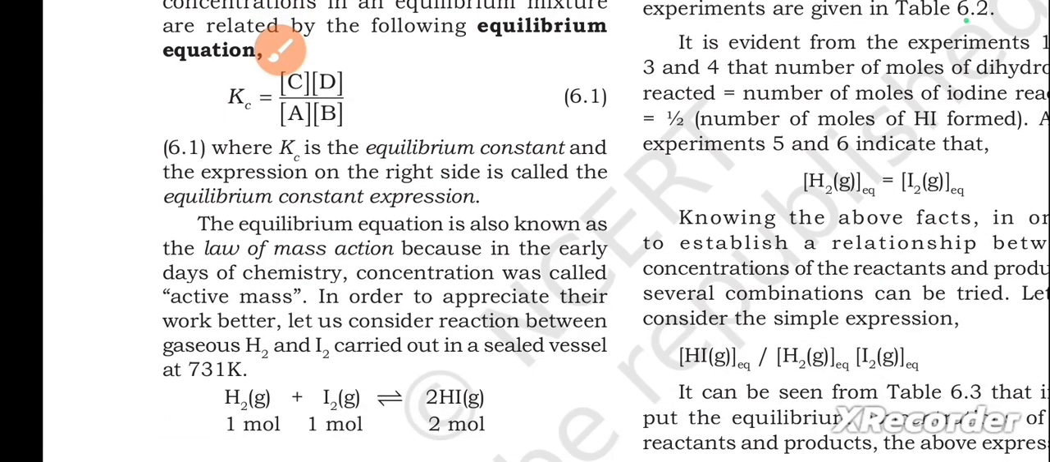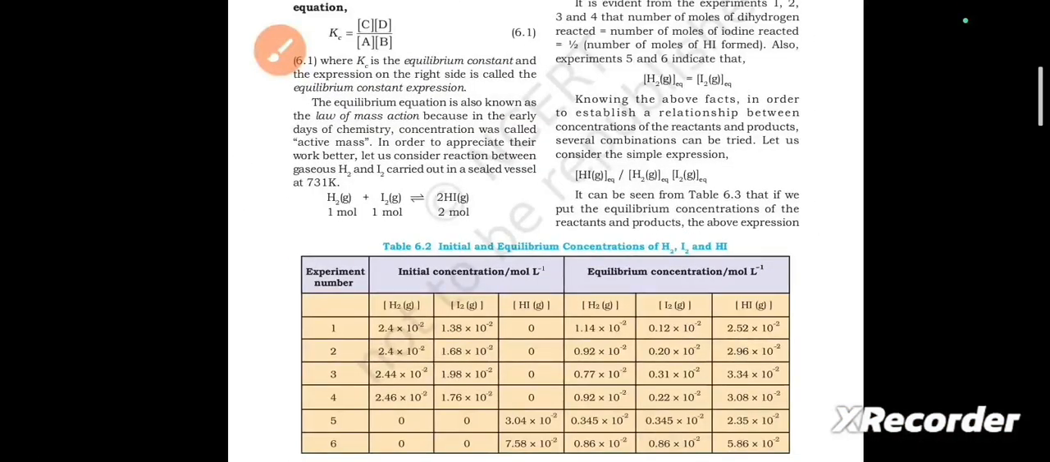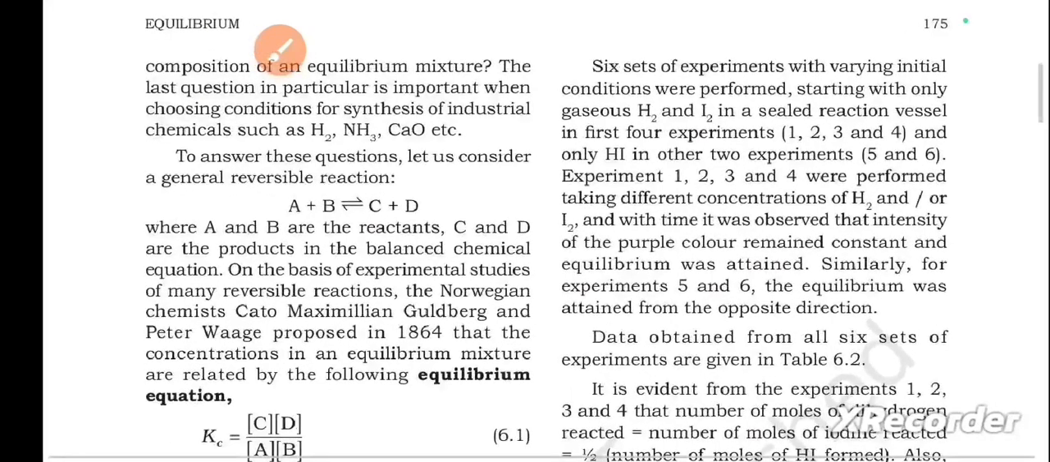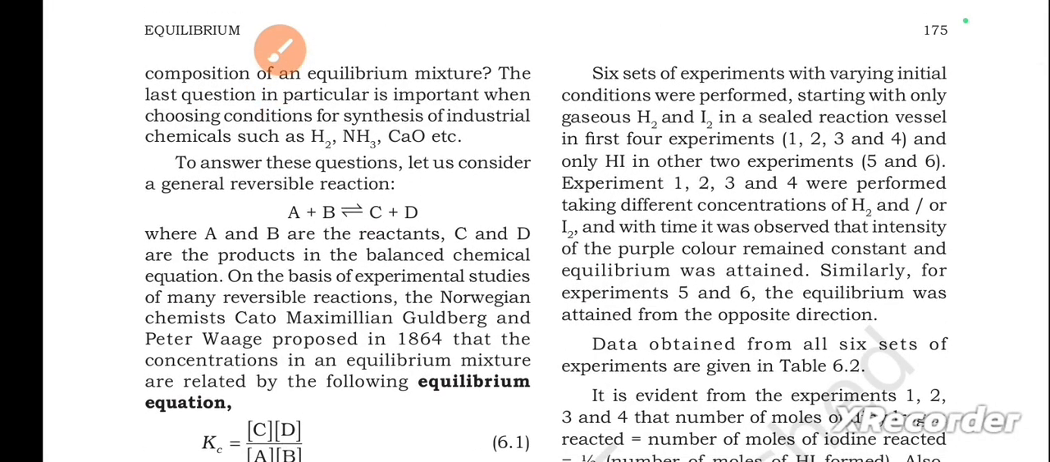The equilibrium equation is also known as the law of mass action because in the early days of chemistry, concentration was called active mass. In order to appreciate their work better, let us consider a reaction between gaseous H2 and I2 carried out in a sealed vessel at 731 K. 6 sets of experiments with varying initial conditions were performed, starting with only gaseous H2 and I2 in a sealed reaction vessel in the first 4 experiments and only HI in the other 2 experiments.